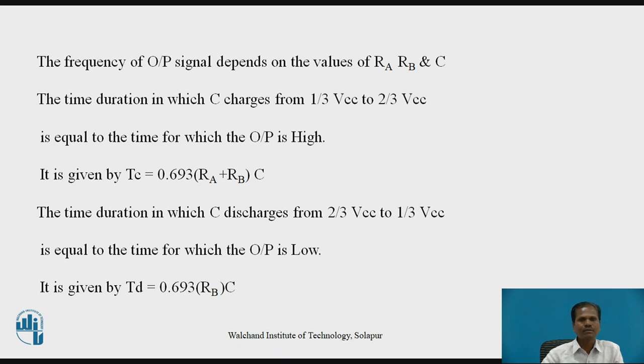The time duration in which C discharges from 2/3 VCC to 1/3 VCC is equal to the time for which the output is low. So the discharging time is given by TD is equal to 0.693 into RB into C.